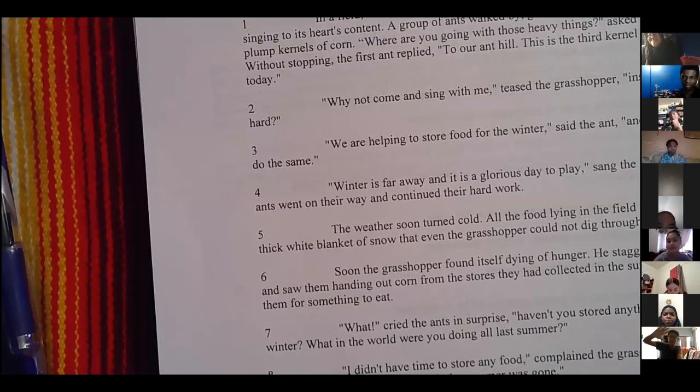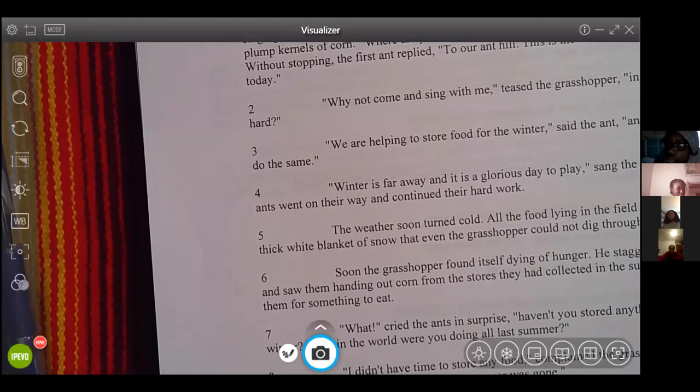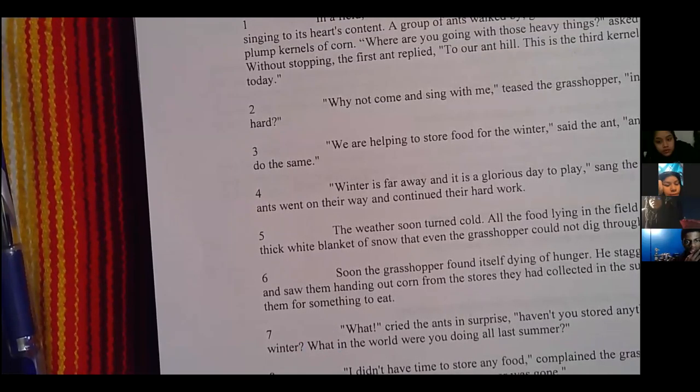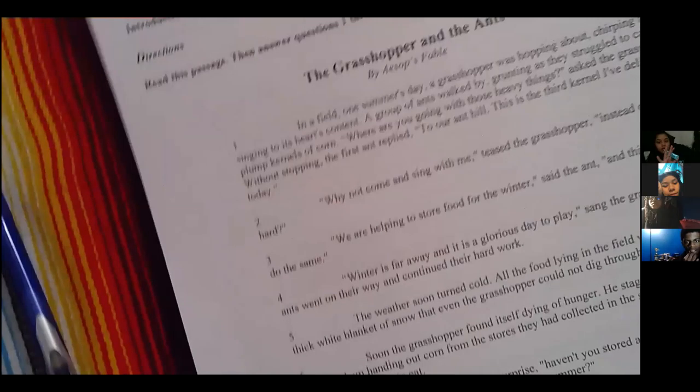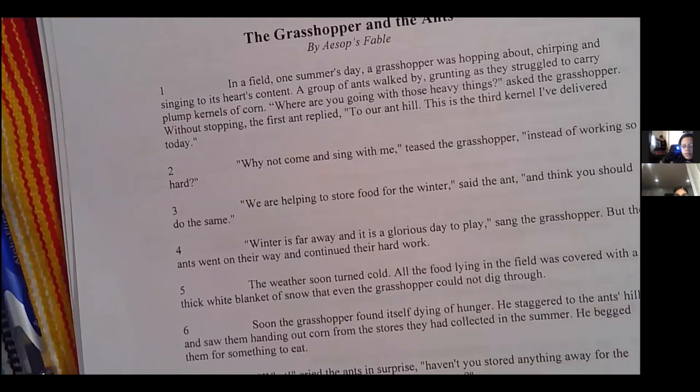That said, The Grasshopper and the Ant is what we're reading. I need readers for this. We're actually going to stop right after the first piece of dialogue, because it'll help teach about value. So, Mr. Guzman, let's start with you, my man. Can you read it? Is it there? Yes, sir. Excellent.